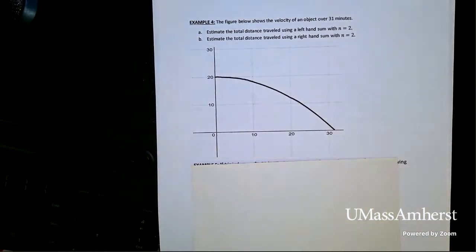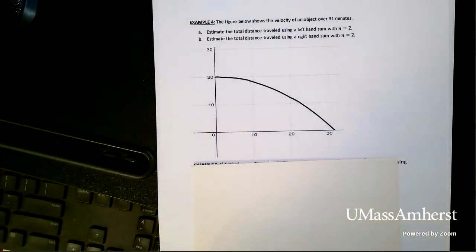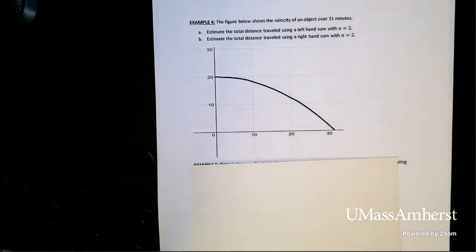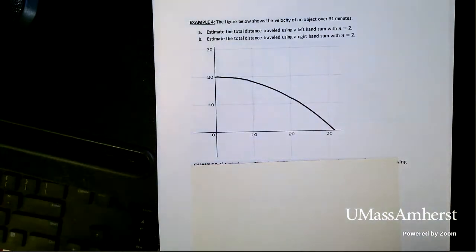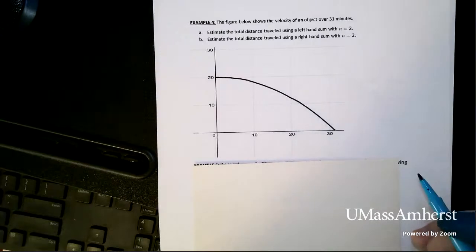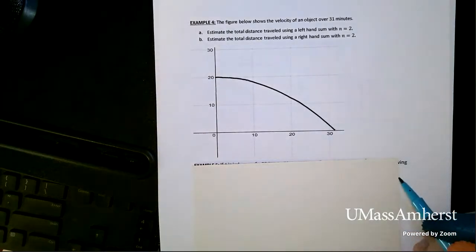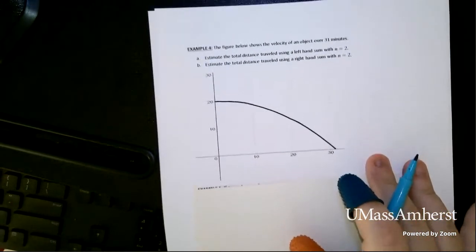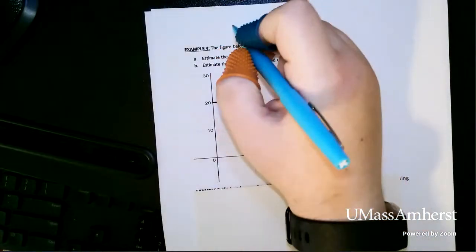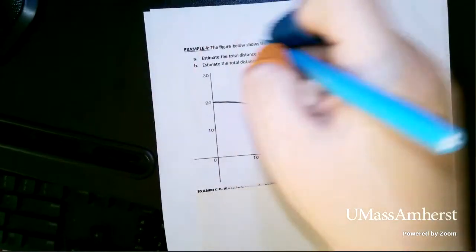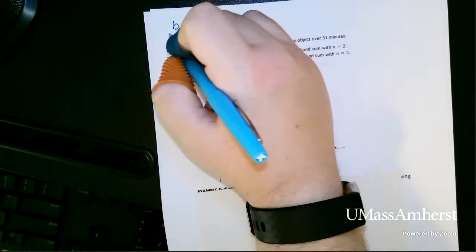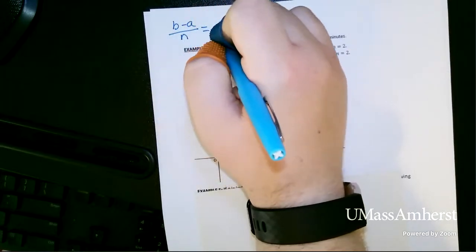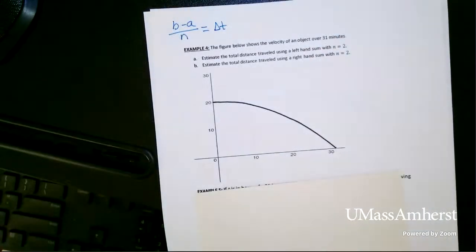Okay. So for both of these, n equals 2, which means that we are using 2 rectangles. So what we want to do to try to figure out how to separate these rectangles is we need to do some calculations about the relationships. So we said that (b minus a) over n will give us our delta t.